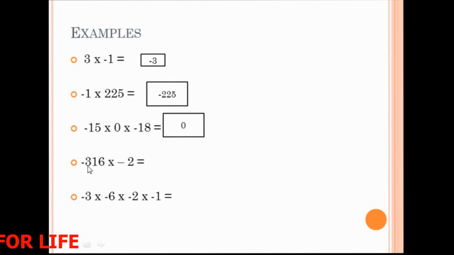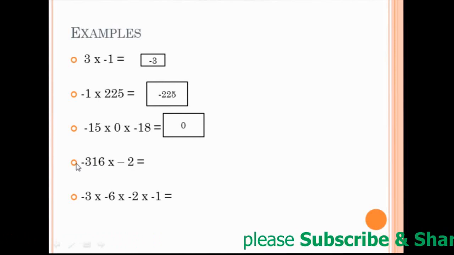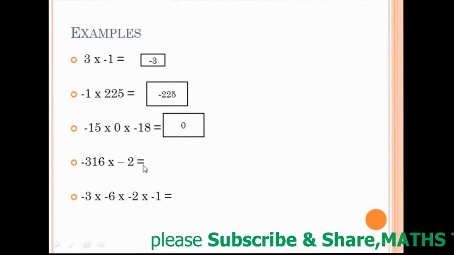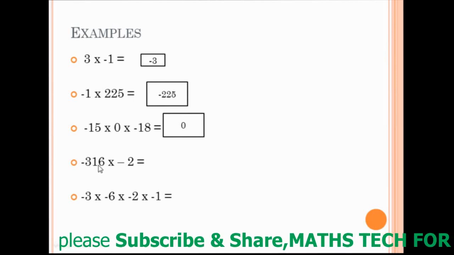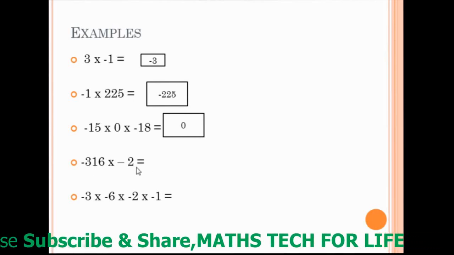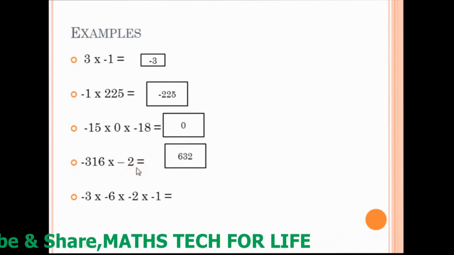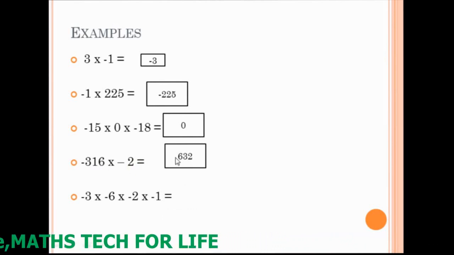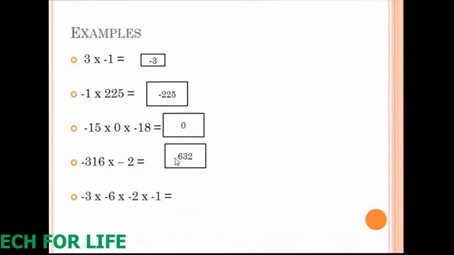The next one, negative 316 multiplied by negative 2. Here you can see both the numbers are negative. That is the same sign, so the product will be positive. So multiply 316 by 2. Then you will get 632. Then the sign will be positive. No need to write positive, it is understood.